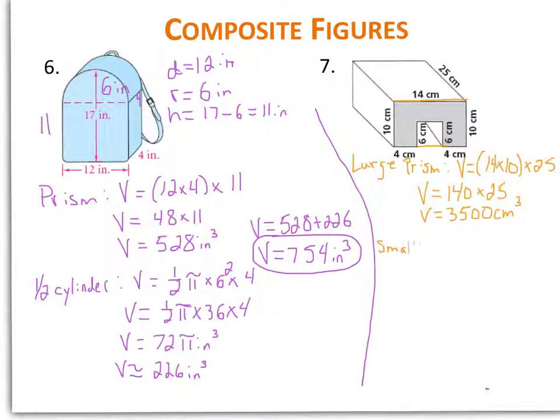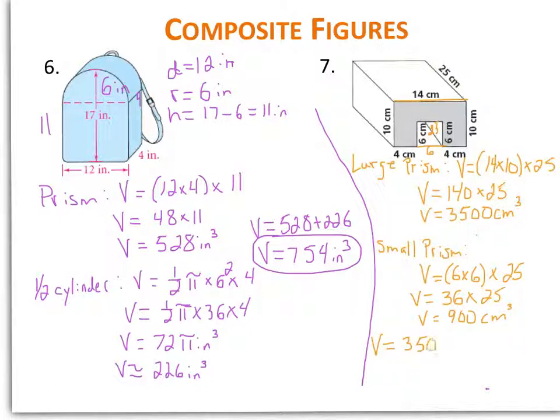Then for the small rectangular prism, so the small area inside, where its base is 6 and its height is 6, then the height of the prism again is still 25. So we'll take area of the base, so 6 times 6 times the height of 25. So volume equals 36 times 25, or 900 centimeters cubed. Then to find the volume of the actual figure, we're going to subtract the two. So take 3,500 minus 900. We get that volume is equal to 2,600 centimeters cubed.